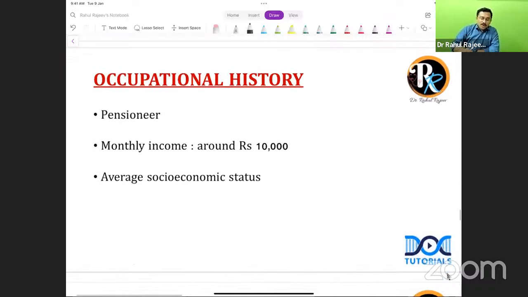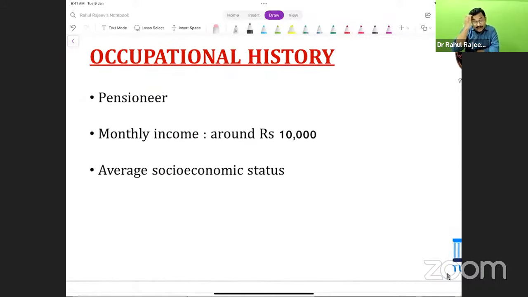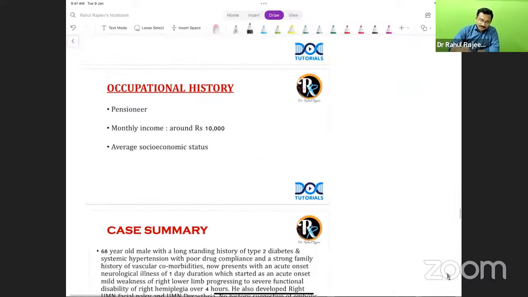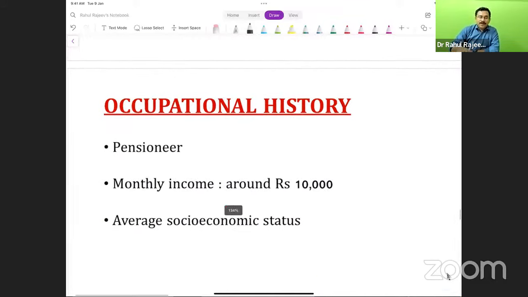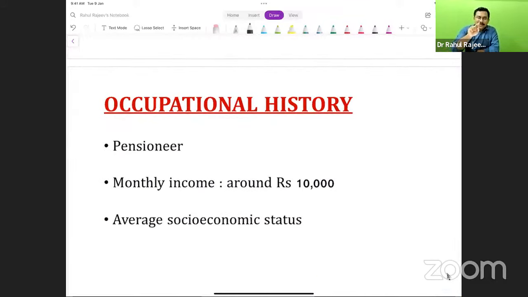Now, what about occupational history? He is a pensioner with a monthly income of around 10,000, and he's from an average socioeconomic status. Okay, now we are done with the history. Now, if you look at the workbook that I've given you, next is the case summary.